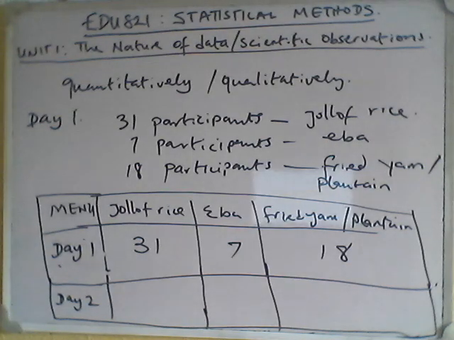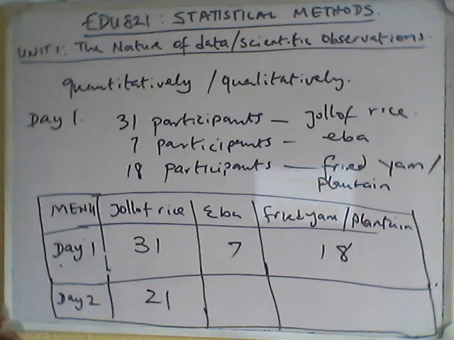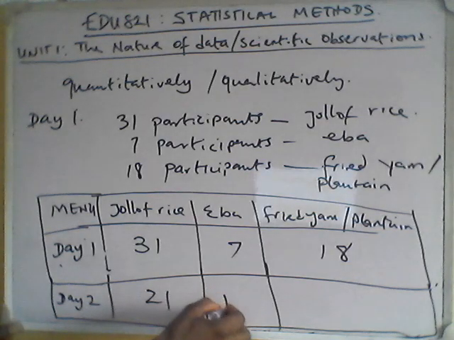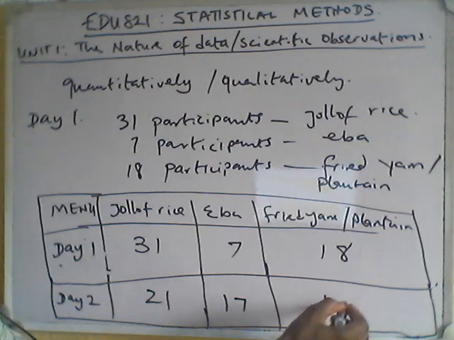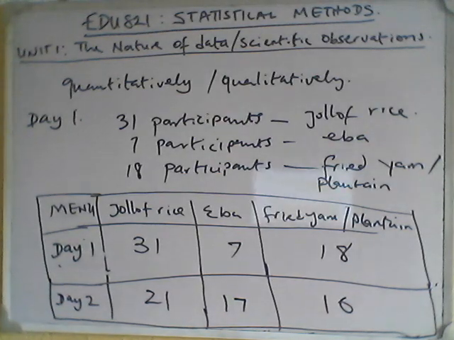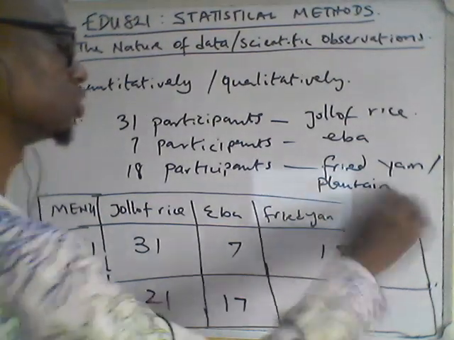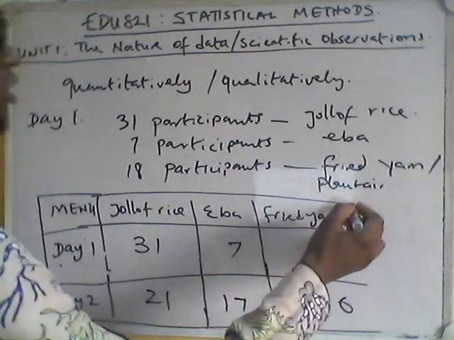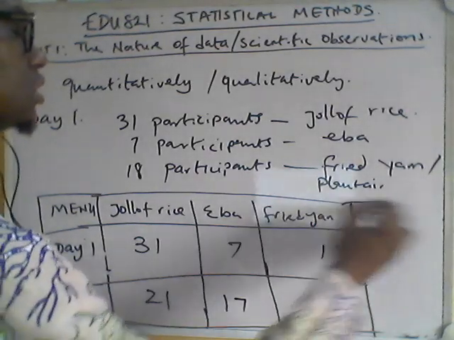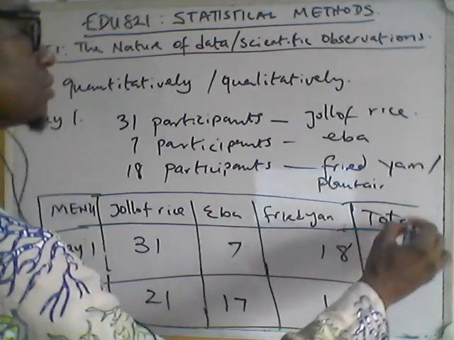So I now have another start coming like this. Let's say, for instance, now in day 2 I was presented with 21 taking jollof rice, and I was also told that 17 is eating eba, and 16 is eating fried yam. So I can have a column here for total. So let me just take this one off and put a column for total. So the data is now making sense. I'll put here as total.